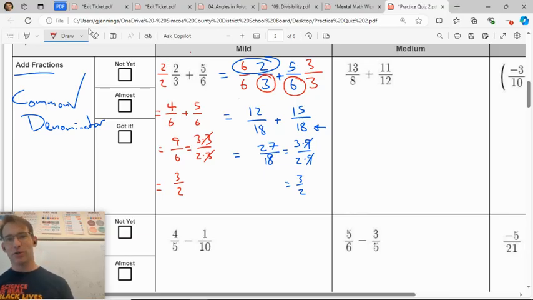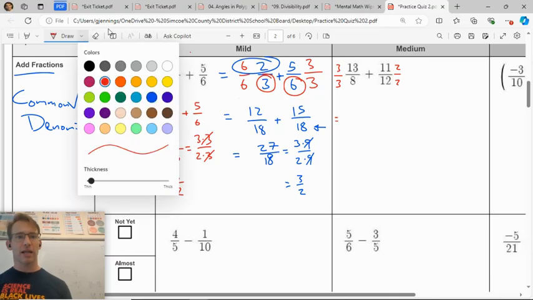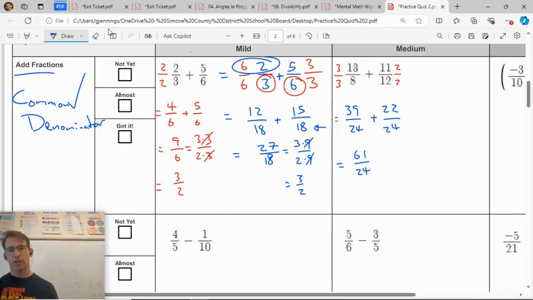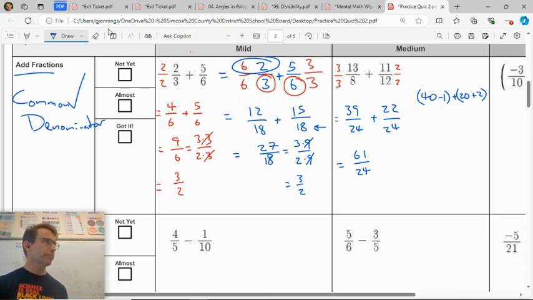So here we go. We're going to upgrade this one by 3 and upgrade this one by 2. And that gives us this next line here, which is 3 times 13 is 39 over 24 plus 22 over 24. And when we do 39 plus 22, we very carefully get 61 over 24. Okay? And if you're struggling with 39 plus 22, that's understandable. I would think of this as 40 minus 1, that's 39, plus 20 plus 2, that's 22. 40 plus 20 is 60, 2 minus 1 is 1, so I have 61. That's how I kind of divide that up in my head to get it right, very carefully.